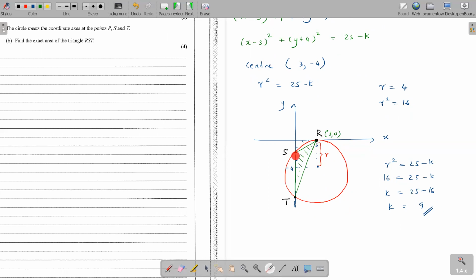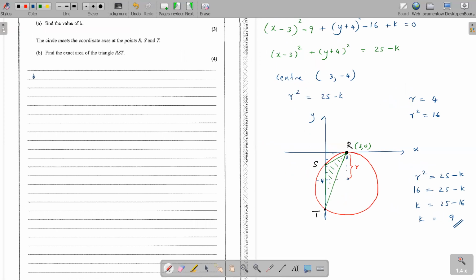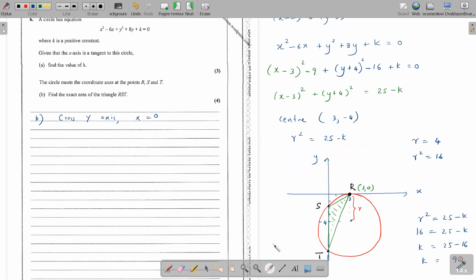Now I need to find these two points, which are the places where your circle meets the y-axis. I'll do part B over here. When the circle crosses the y-axis, you know x will be 0. So let's go to our equation. I think we can work with the expanded equation or the factorized one, but the expanded one is easier. So x is 0, so let me substitute.